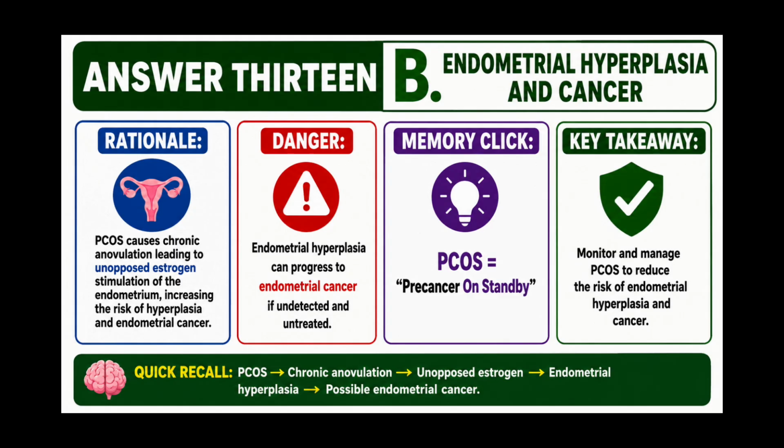Endometrial hyperplasia and cancer. Rationale: PCOS causes anovulation and unopposed estrogen, leading to thickened endometrium. Danger: long-term risk is endometrial cancer without regular shedding. Memory click: PCOS equals persistent lining.